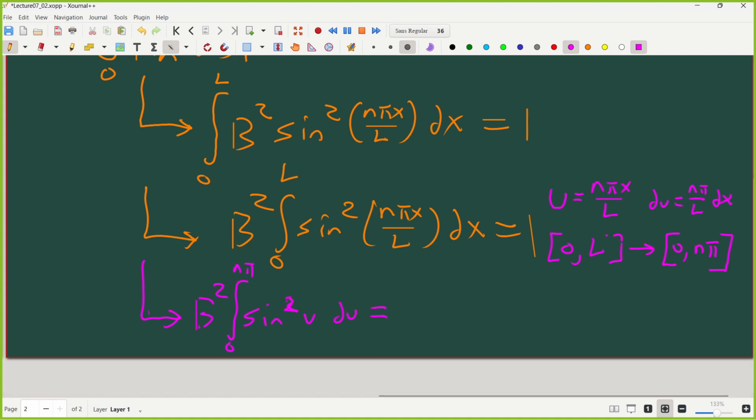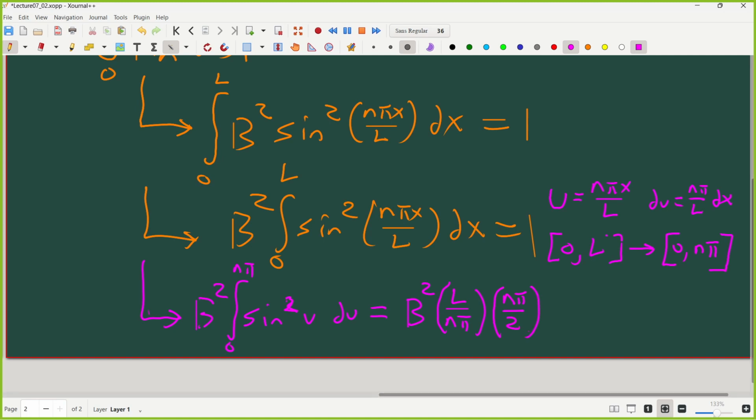Okay. And again, I can just integrate this on my calculator. You know, this is a very easy function to look up. And once you do this, you get the following result. b squared, L over n pi, times n pi over 2.